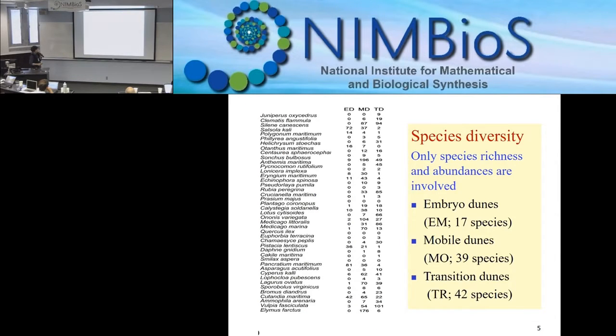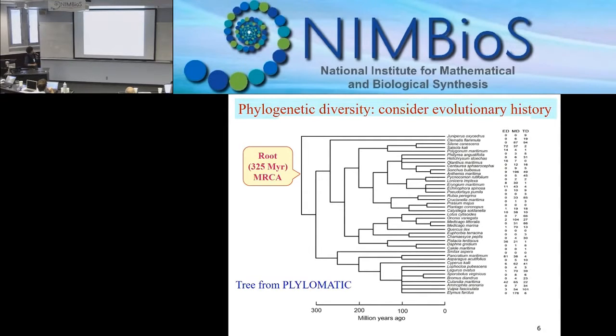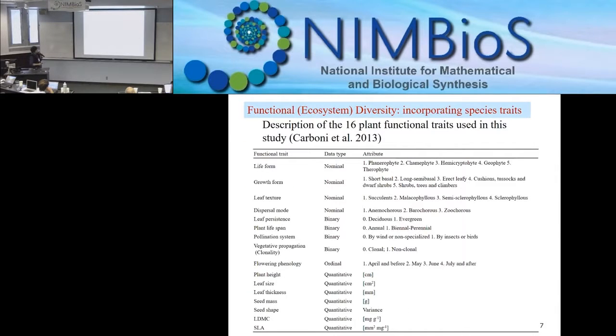So there is the species diversity. We just consider species richness and abundance in each habitat. Here are the abundances, just the number of individuals for each species in each habitat. For the phylogenetic diversity, we also consider the evolutionary history between these observed species. And for the functional diversity, we consider the functional distance between species. For example, each species was described by 16 plant functional traits. So these are the functional traits for the 43 species, and we use the functional distance between species to quantify ecosystem diversity or functional diversity.